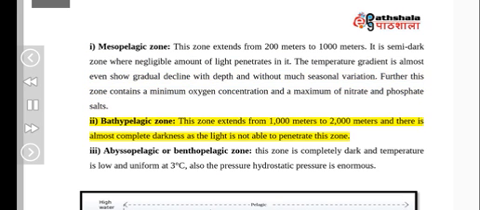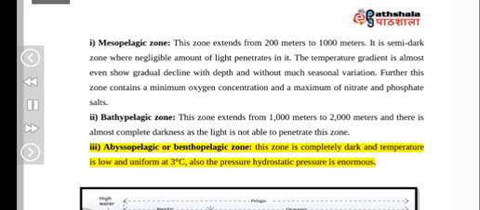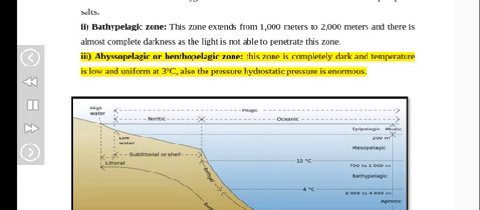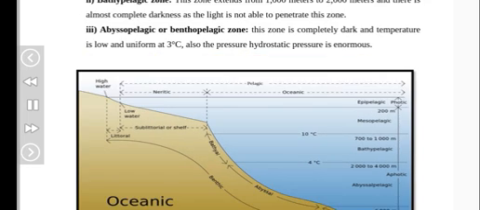II. Bathypelagic zone. This zone extends from 1000 meters to 2000 meters and there is almost complete darkness as the light is not able to penetrate this zone. III. Abyssopelagic or benthopelagic zone. This zone is completely dark and temperature is low and uniform at 3 degrees Celsius. Also, the hydrostatic pressure is enormous. Figure 2. Different divisions of an ocean.